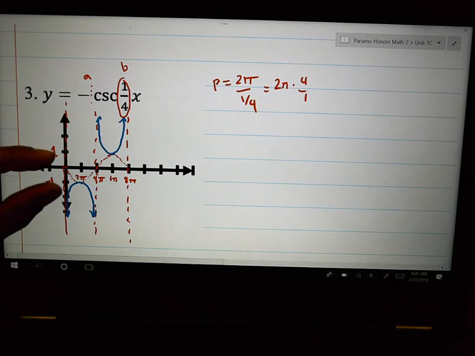Will amplitude be the same? Yes. I'm going to stop your notes right there.